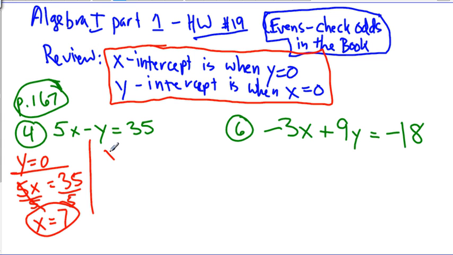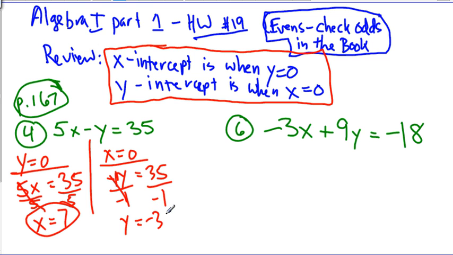Now over here, I'm going to let x equal 0. Again, anything times 0 is 0, so I'm left with negative y equals 35. How do I undo multiplying? That's understood to be a negative 1. We have to divide both sides by negative 1. Negative 1 divided by negative 1 is positive 1. Y equals negative 35.